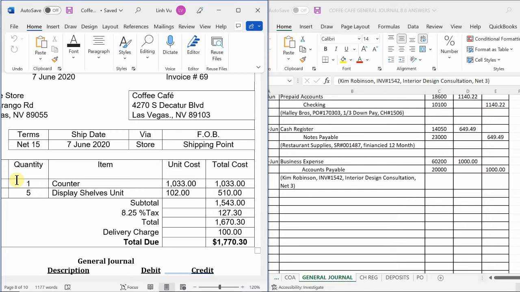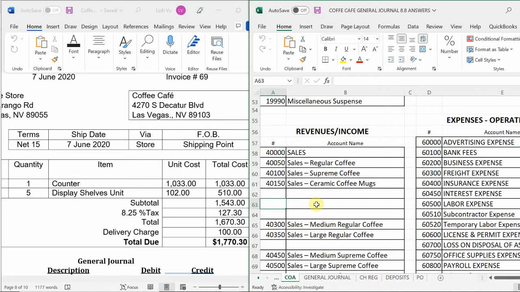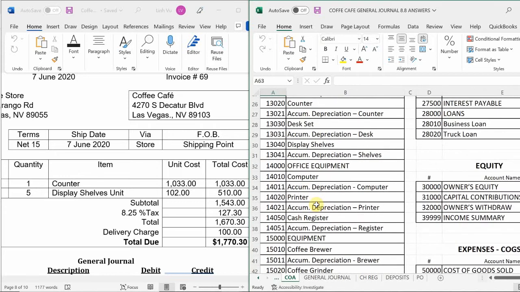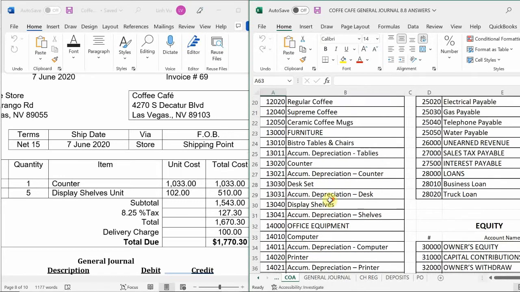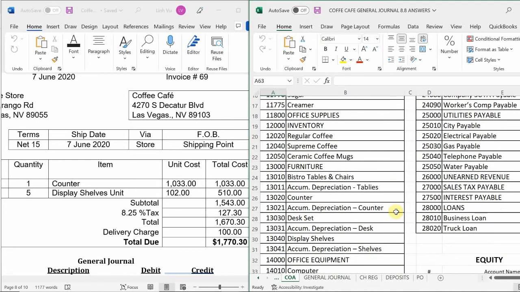Now, let's take a look at my chart of accounts. Do I have an account for my counter and my display shelves? Yes, we do, right? Counters 13,020, and then we have display shelves at 13,040. Now, in this case, let's take a look.